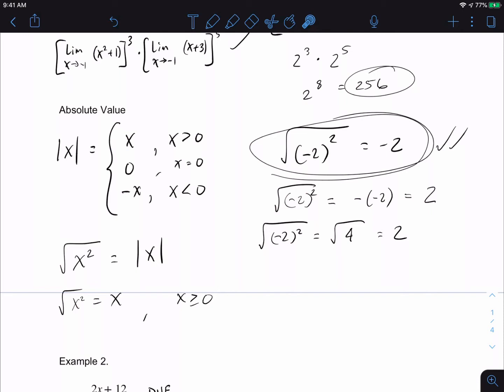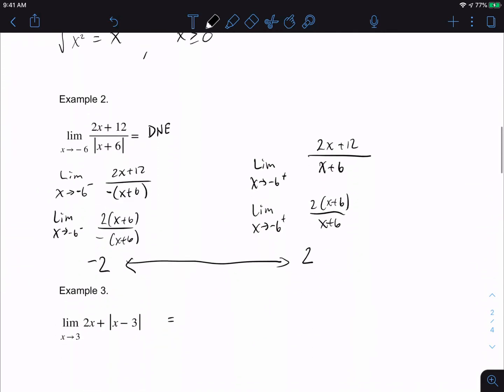I told you you'd be learning some algebra. You're going to be learning some algebra. Okay, should we do another example? Yes. All right, so let's look at this one here.